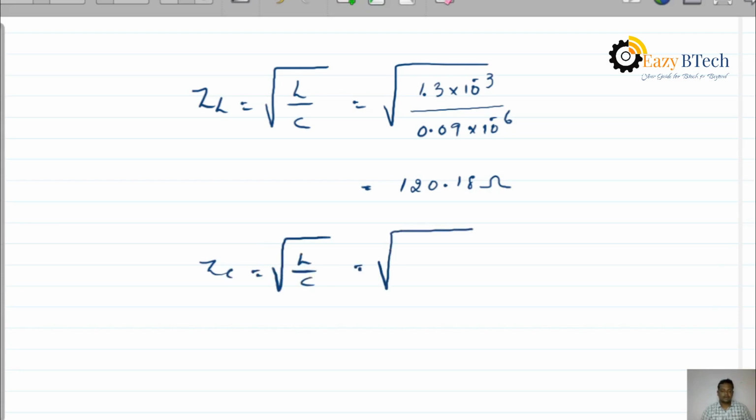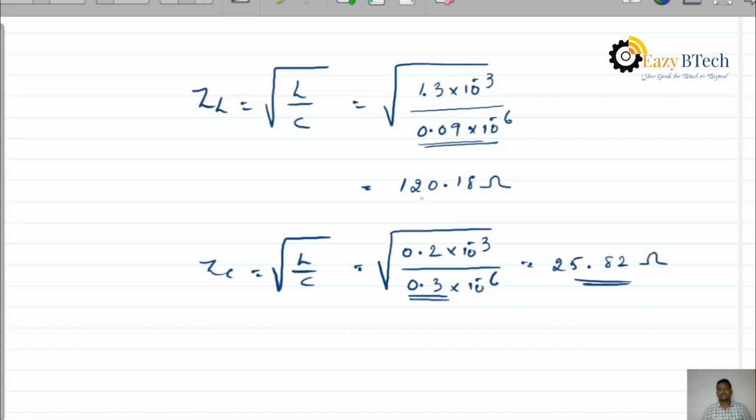ZC uses the same formula, but we substitute the inductance and capacitance of the cable: 0.2 millihenry divided by the capacitance 0.3 into 10 power minus 6. Observe that the capacitance of the overhead transmission system is less and that of the underground cable is more, so the ZC value is less compared to the overhead line surge impedance. Keep in mind these two values: 120.18 is ZL, 25.82 is ZC.